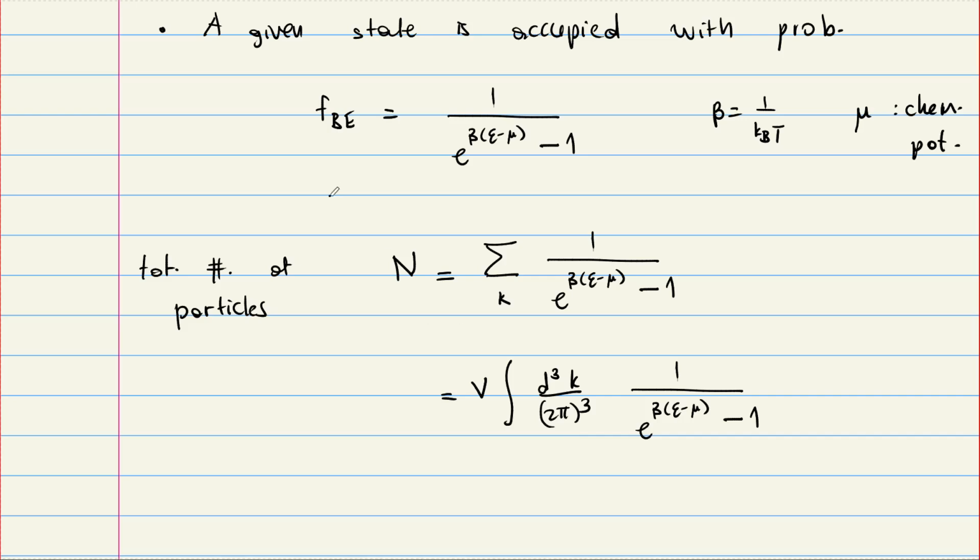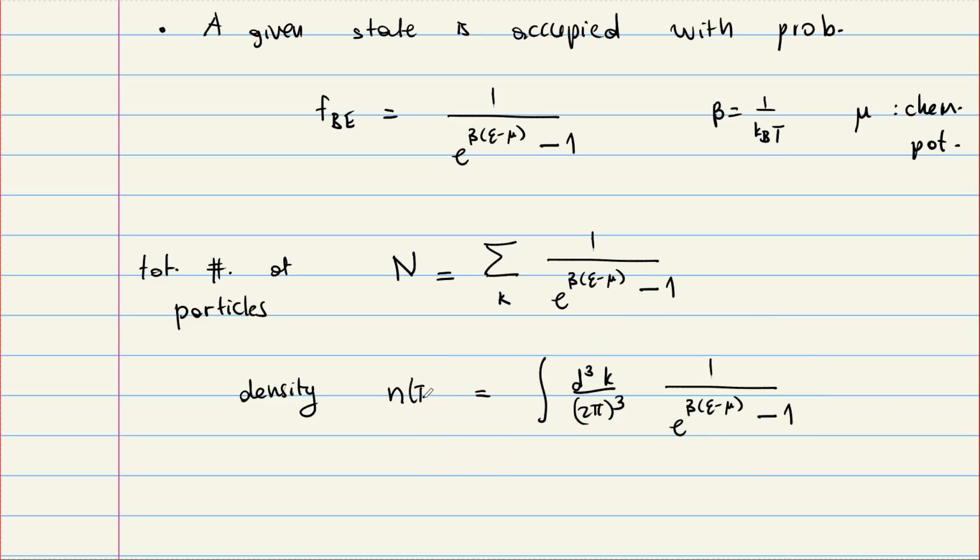Or I can write an expression for not N, but N over V. So I can take V to here, and this is going to be the density. And this density, as you can see, depends on two parameters. One is T, because of the temperature there, and there's also the chemical potential. As a function of temperature and chemical potential, this is the density.